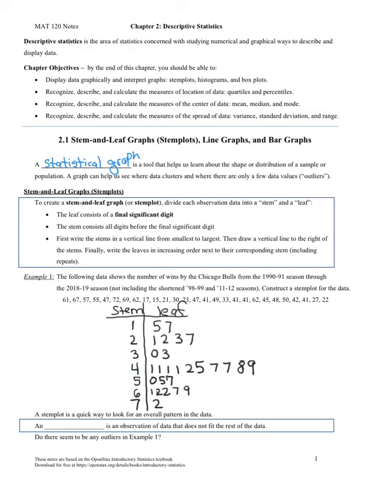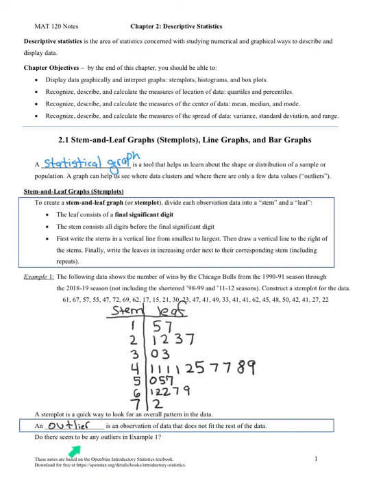In our box below, we're going to talk about outliers, and an outlier is an observation of data that does not fit the rest of the data. So for instance, let's say we had a data point like maybe 130. That data point would be really far from these points that we have in here for the number of wins.